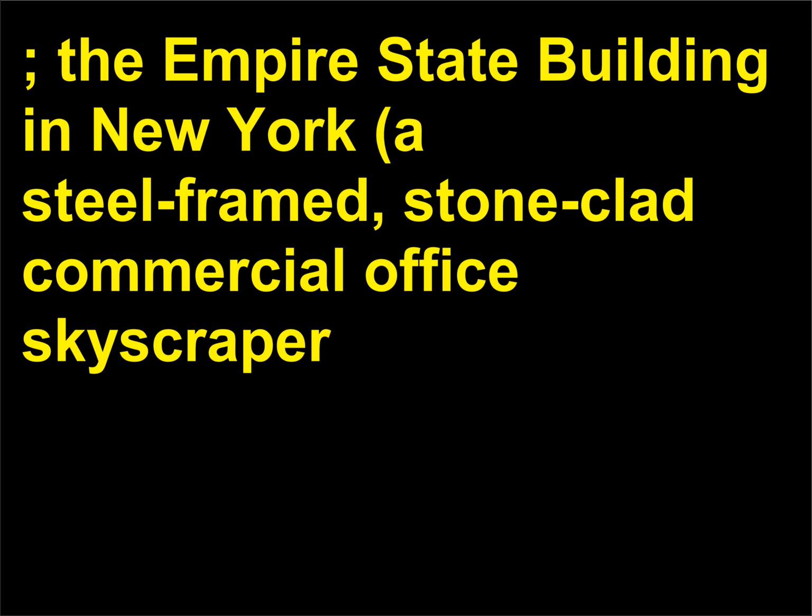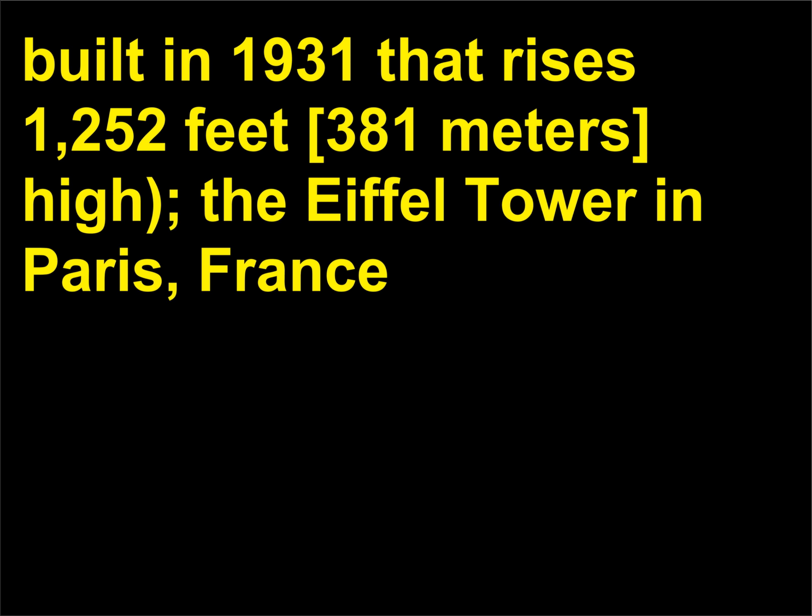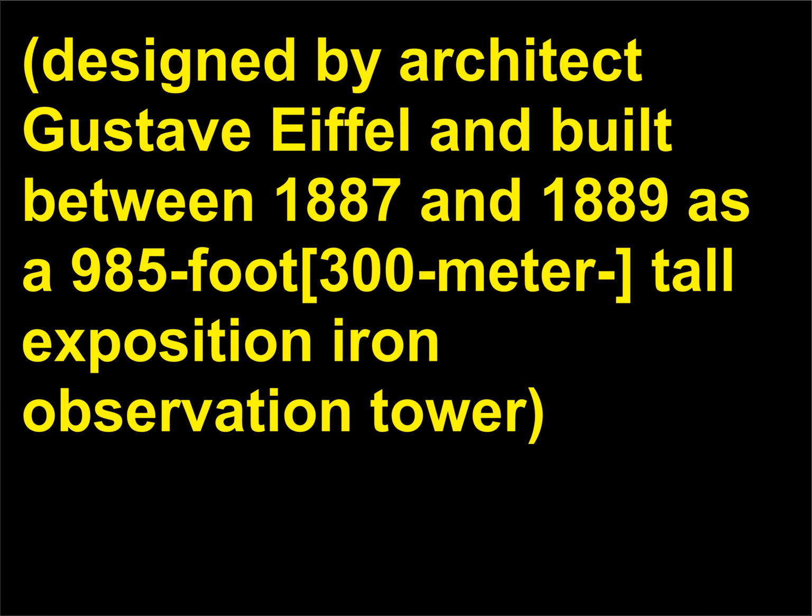The Empire State Building in New York, a steel-framed, stone-clad commercial office skyscraper built in 1931, rises 1,252 feet (381 meters) high. The Eiffel Tower in Paris, France, designed by architect Gustave Eiffel and built between 1887 and 1889 as a 985-foot (300-meter) tall exposition iron observation tower.